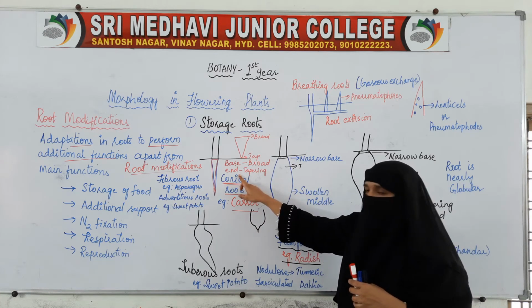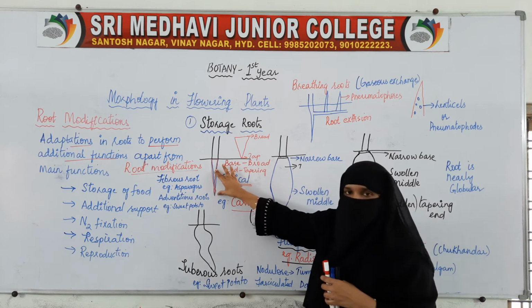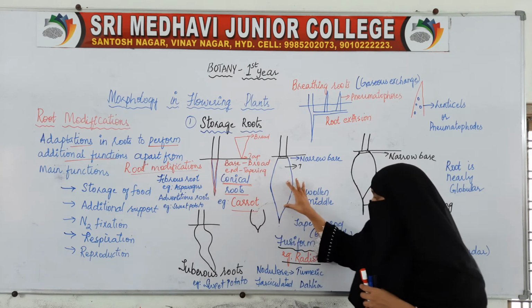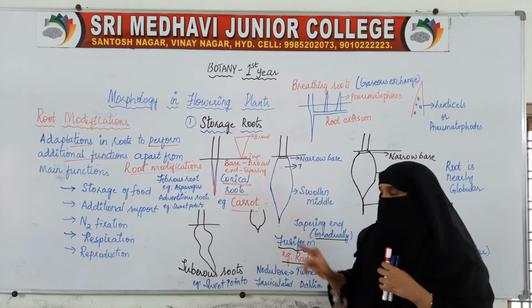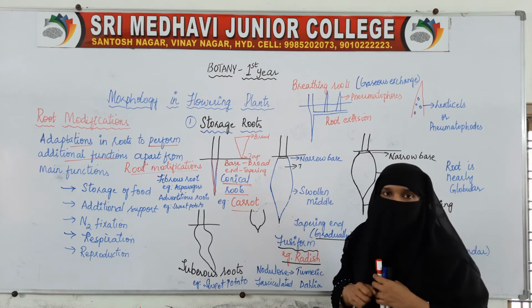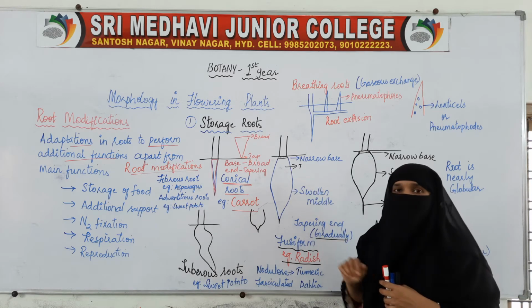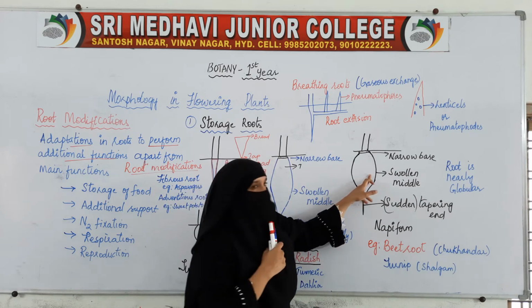Here in carrot it is conical shape. This is also a root. Carrot is a root which is storing food material. Radish is also a root which is storing food material. The shape of radish is fusiform. The shape of carrot is conical. Here the roots are fusiform in shape, and here is another shape, that is napiform.